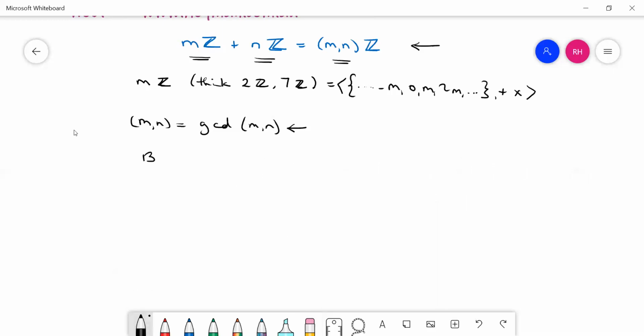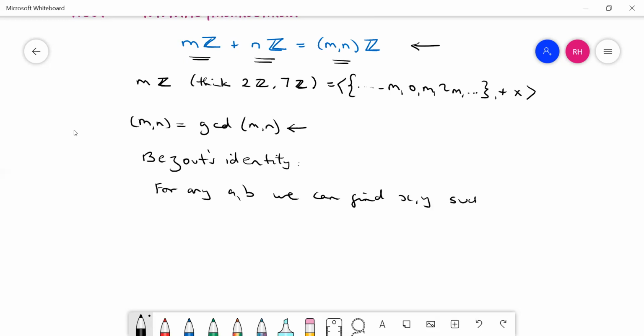But the thing that you need is Bezout's identity, or sometimes it's called Bezout's lemma, or even the theorem, which says, basically, for any A and B, so A and B just integers, we can find x, y such that A times x plus B times y equals the GCD of A and B. So this is saying for any A and B, you can always find a multiple of A plus a multiple of B, add them up, and you'll get the GCD of A and B.